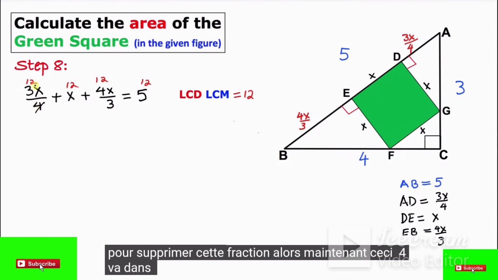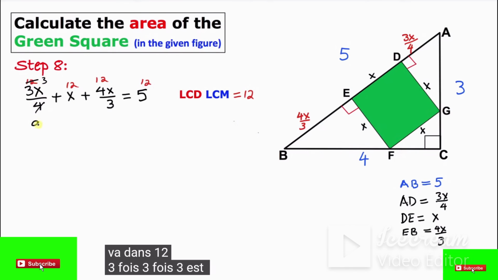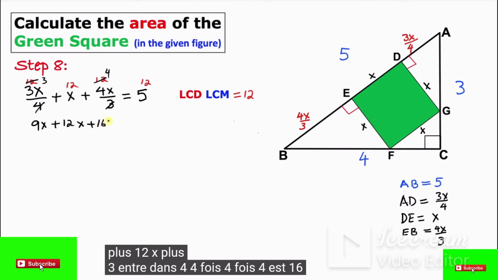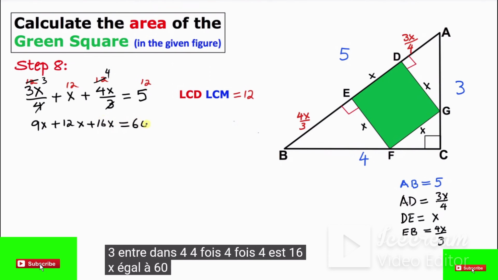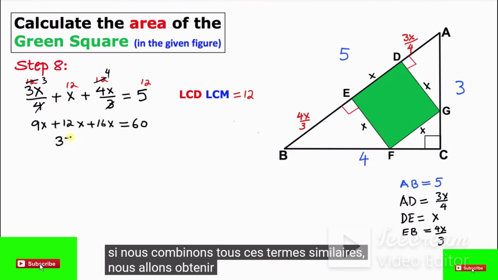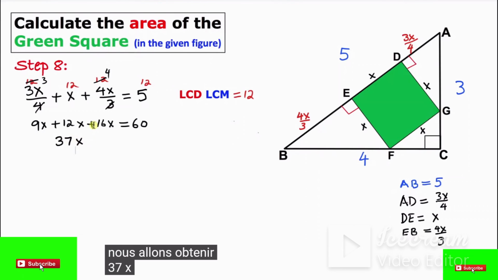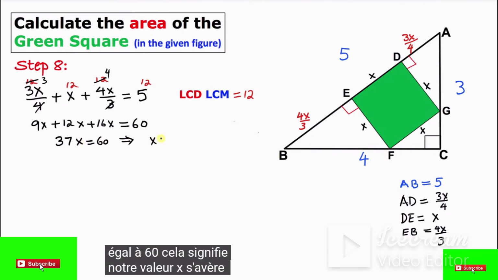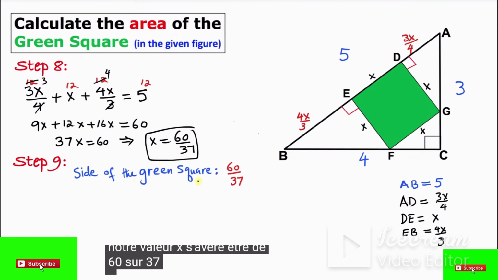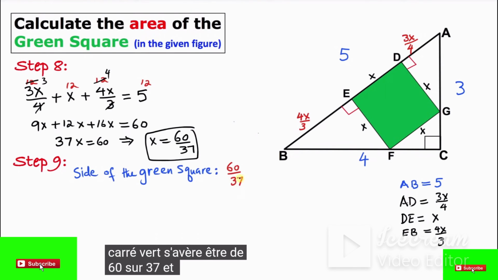So now 4 goes into 12 3 times. 3 times 3 is 9x plus 12x plus 3 goes into 12 4 times. 4 times 4 is 16x equal to 60. If we combine all these like terms, we are going to get 37x equal to 60. That means our x value turns out to be 60 over 37. So each side of the green square turns out to be 60 over 37.